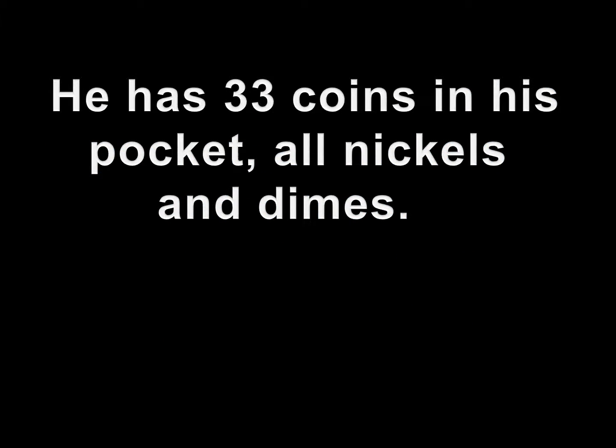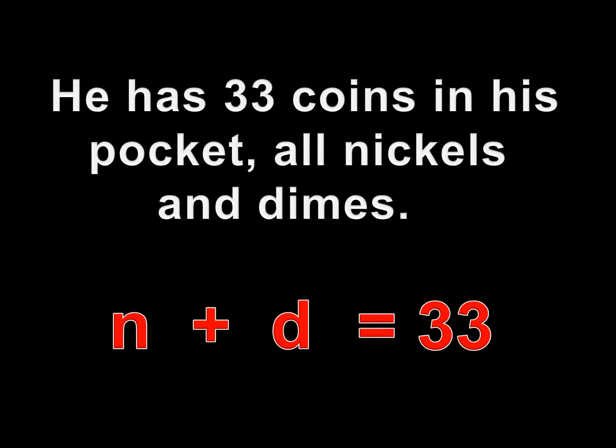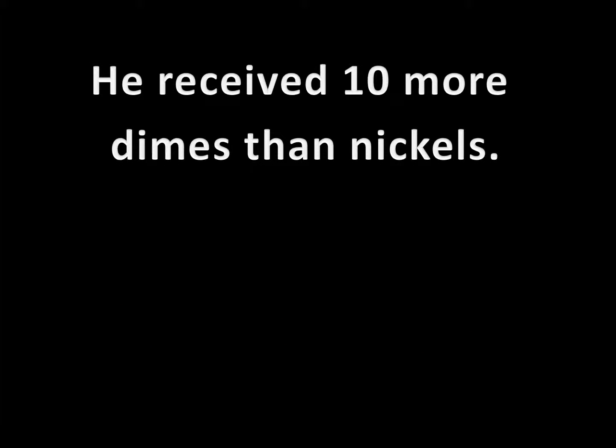He has 33 coins in his pocket, all nickels and dimes. In this problem, we write the equation by adding the number of nickels, N, to the number of dimes, D, which equals 33. He received 10 more dimes than nickels. In this problem, the number of dimes is not equal to the number of nickels, and we have to write an equation which is equal.